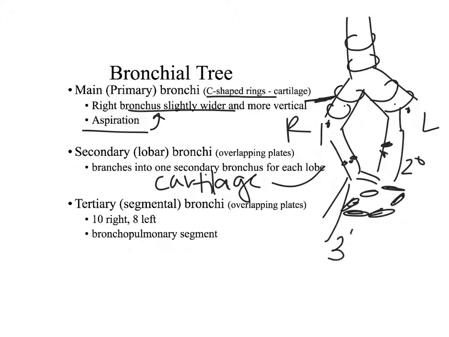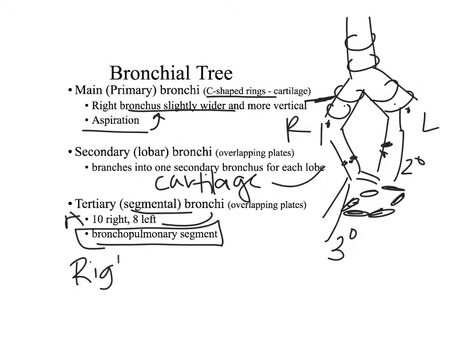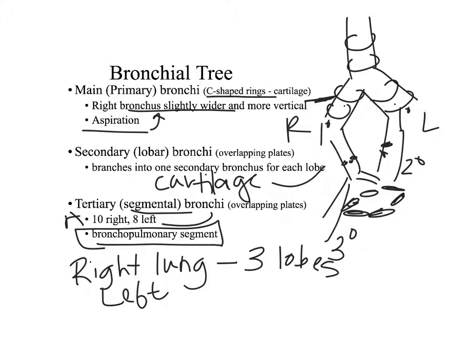Then when they split again, that's tertiary. The tertiary bronchi go to bronchopulmonary segments, which we're going to talk about in a minute. There are 10 tertiary segments on the right and 8 on the left. The right lung has 3 lobes, and the left lung has 2 lobes, because of the location of the heart.